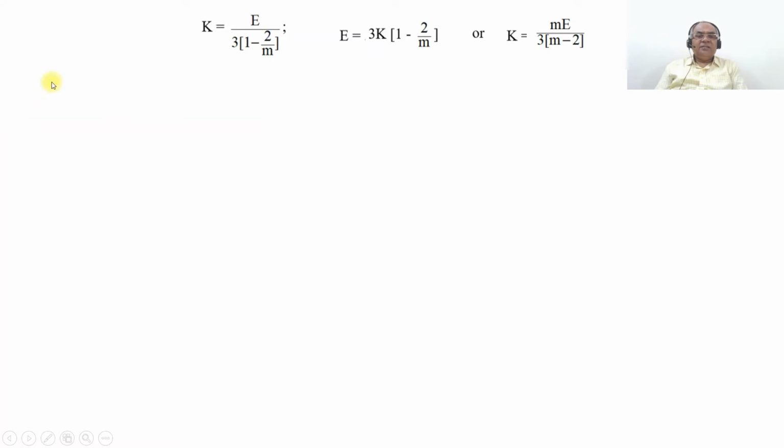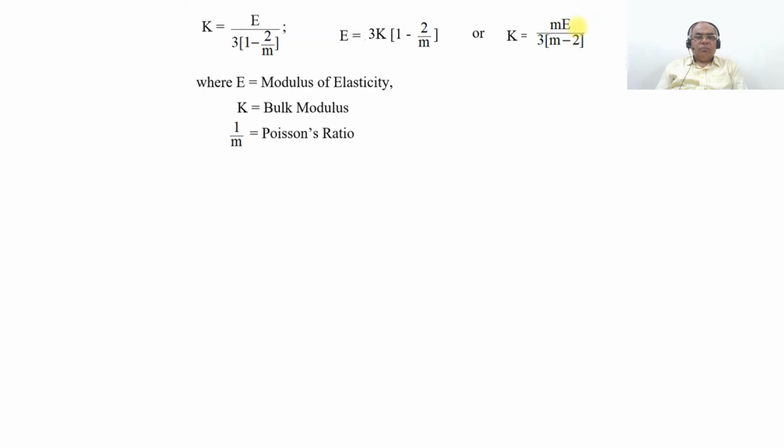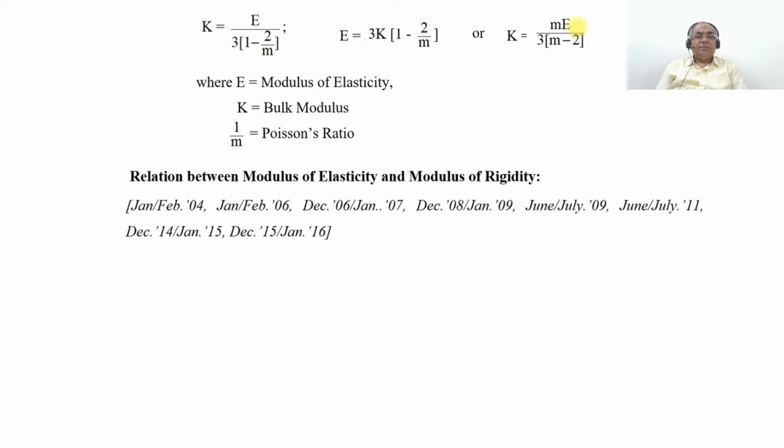By taking the LCM, 3 into m minus 2 by m, and taking that m to the numerator, it will be K equal to m into E by 3 into m minus 2, where E is the modulus of elasticity, K is the bulk modulus and 1 by m is the Poisson's ratio. Similarly, we will establish a relationship between the modulus of elasticity and modulus of rigidity.